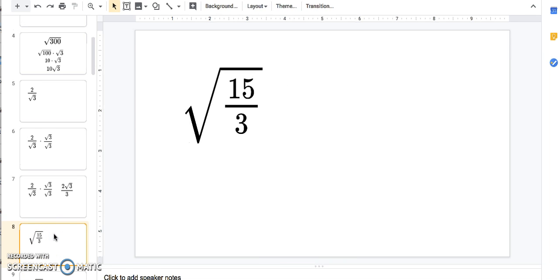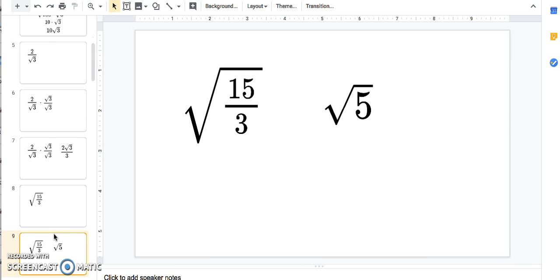Okay, number 9. I have the square root of 15 divided by 3. Always reduce the fractions on the inside first if you can. I can divide 15 by 3 and I get 5. I cannot simplify that anymore, so my answer is going to be square root of 5. And that will be number 9.